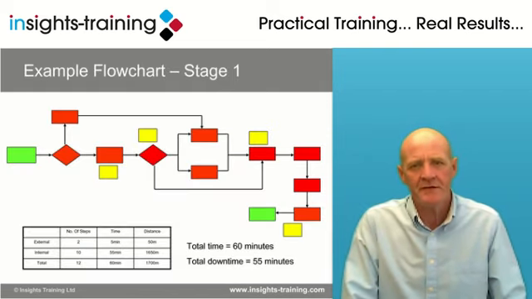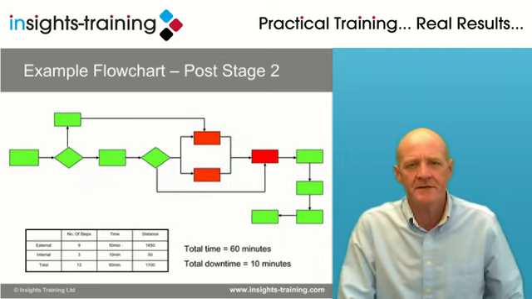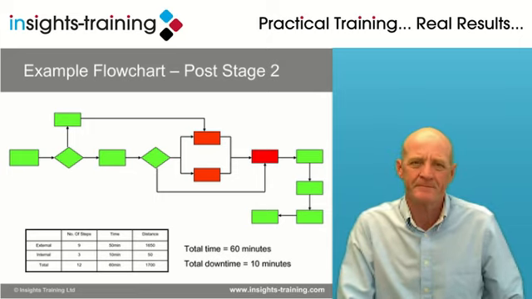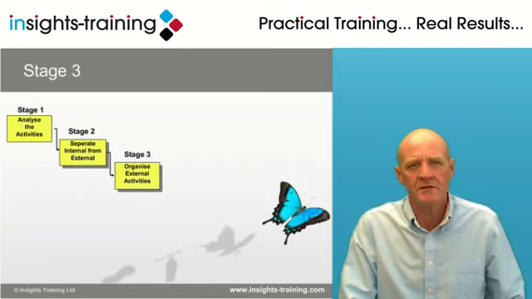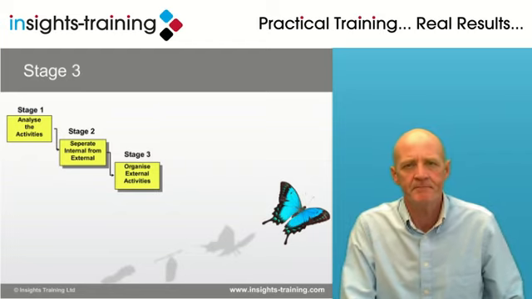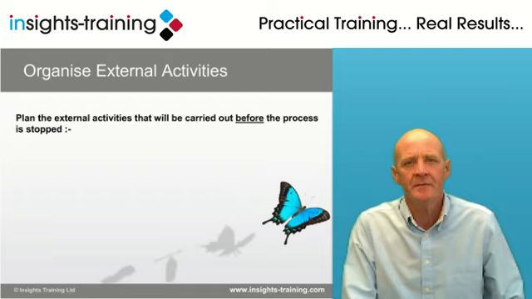Hopefully by now you've carried out your initial process map and developed your flowchart and moved some of that internal activity and made it external and started reducing your downtime. So now we're going to look at reducing our overall changeover time by reducing the time it takes to organise our external activities in stage 3. So we need to think about how we're going to plan and prepare for our changeover.